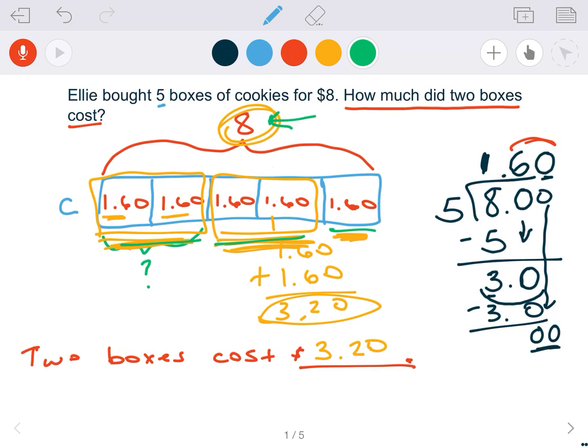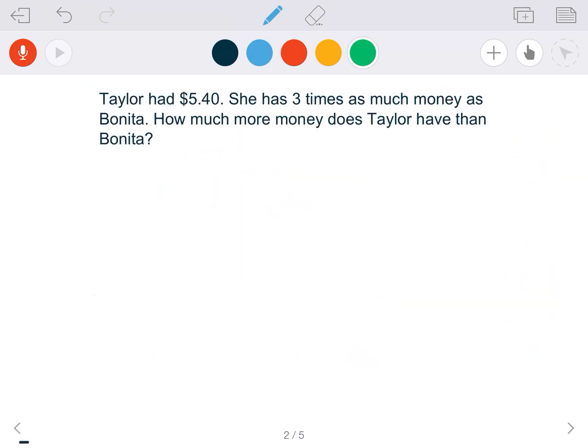You could also check this by doing $1.60 times 5, and you should end up with $8. So lots of different ways to check your work. Put a little star on your paper if you got this one right. Okay, next one. Go ahead and cut out your next one, which is about Taylor. Glue that into your notebook, and then we'll solve this problem.